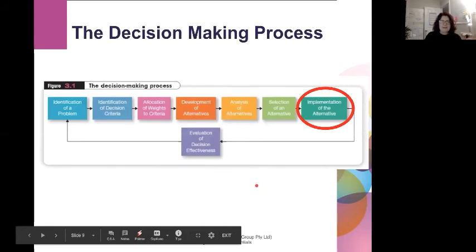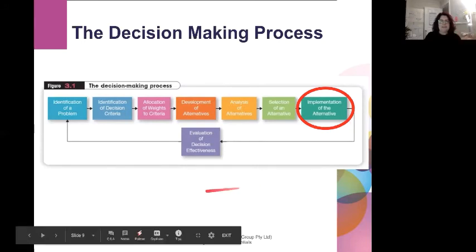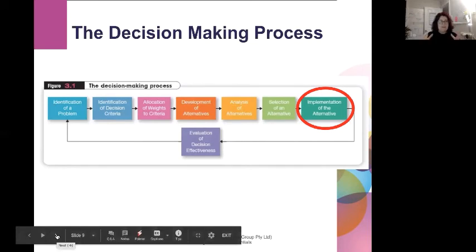So then we actually go and implement our decision. So we've made our selection, we're going to buy the Hyundai, and now what we need to do is actually make sure that implementing it is going to work okay, because it's one thing to make the decision, it's another for it to work in the real world.